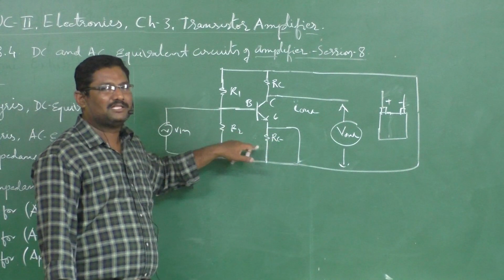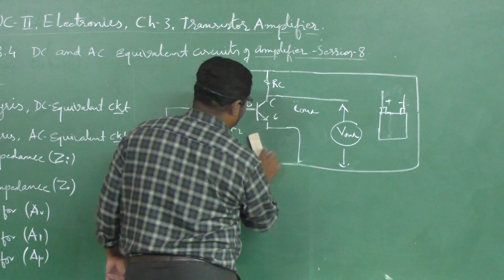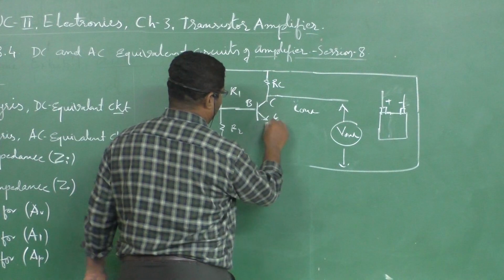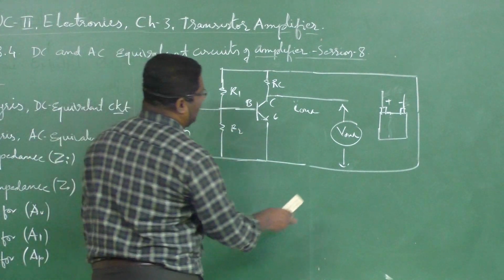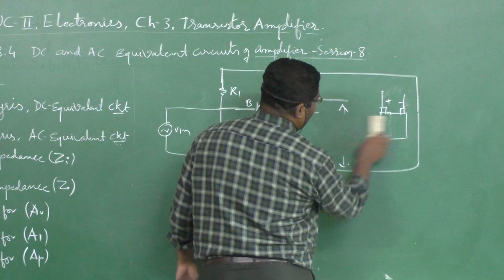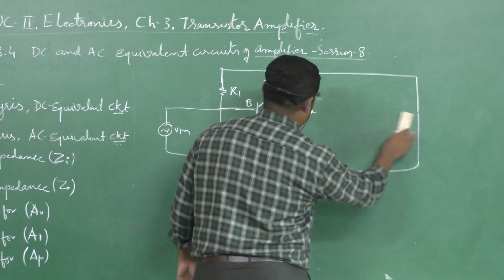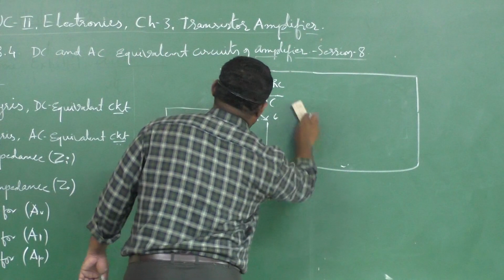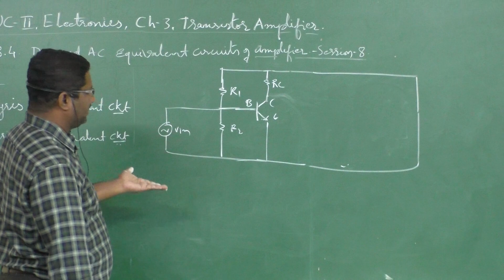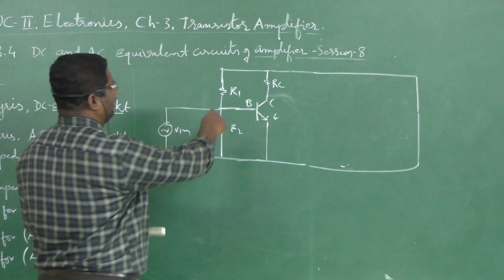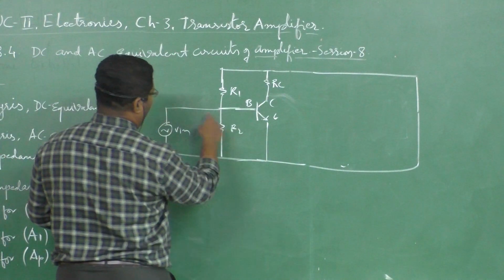So it means it is as good as eliminating this one. There is no meaning for this one. So like this we are writing, and the same thing we can write like this also. When we transform this, the same thing here and here we have the connection.